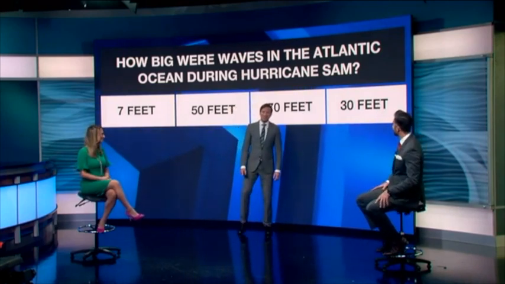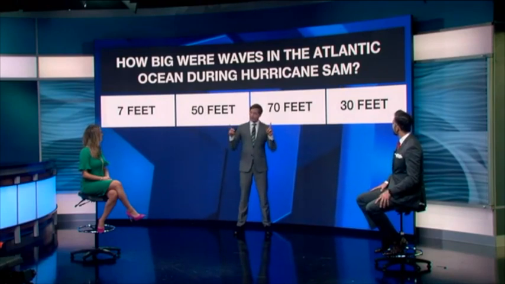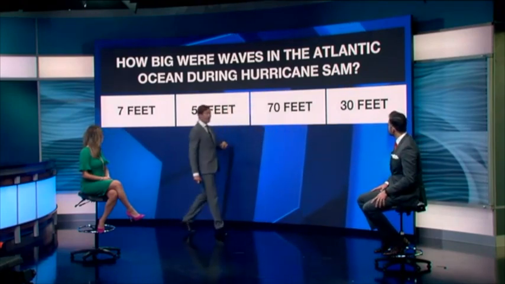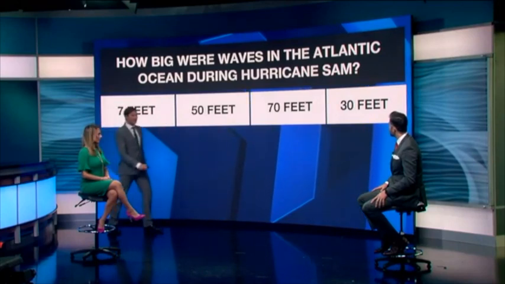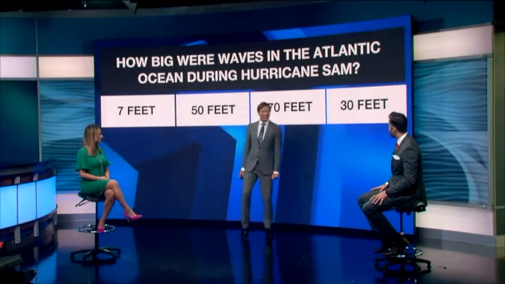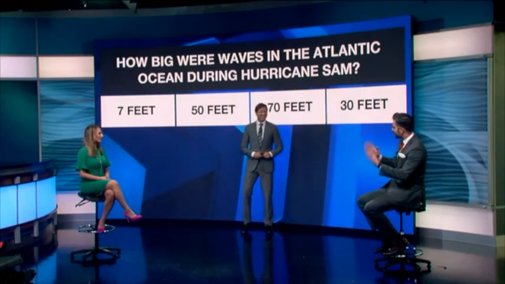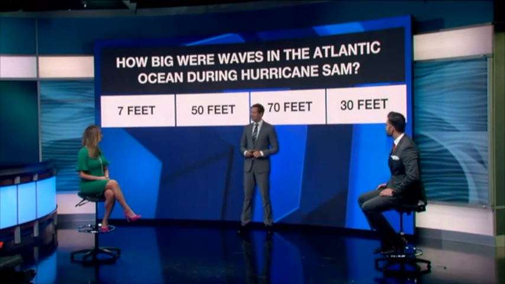All right, and last question. How big were the waves in the Atlantic Ocean during Hurricane Sam? This was a big storm. The waves could have been pretty big. What do you think? 7 feet, 50 feet, 70 feet, or 30 feet? So, if I remember correctly, Sam was Category 4. It was, yeah. I think so, based off my quick research before doing this segment. Right. I'm going to go with 7 feet. I'm going to go with 70 feet.